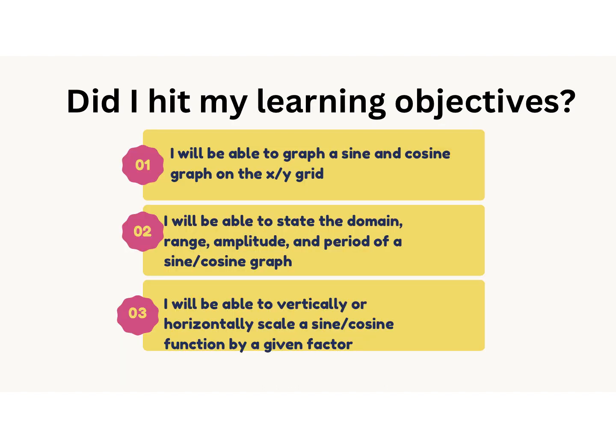So to recap, I was hoping today that you were able to graph a sine and a cosine graph, be able to state the domain, range, amplitude, period, and y-intercept of a sine or cosine graph, and also vertically or horizontally stretch or shrink or scale a sine or a cosine function by a given factor. If you can do those 3 things, you'll be in good shape when we return from all this snowiness.